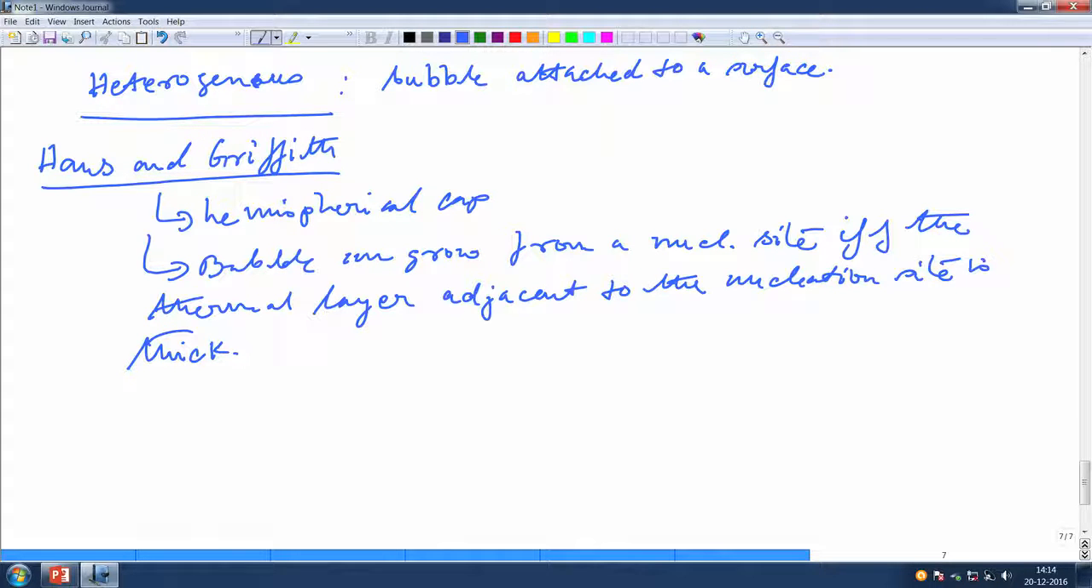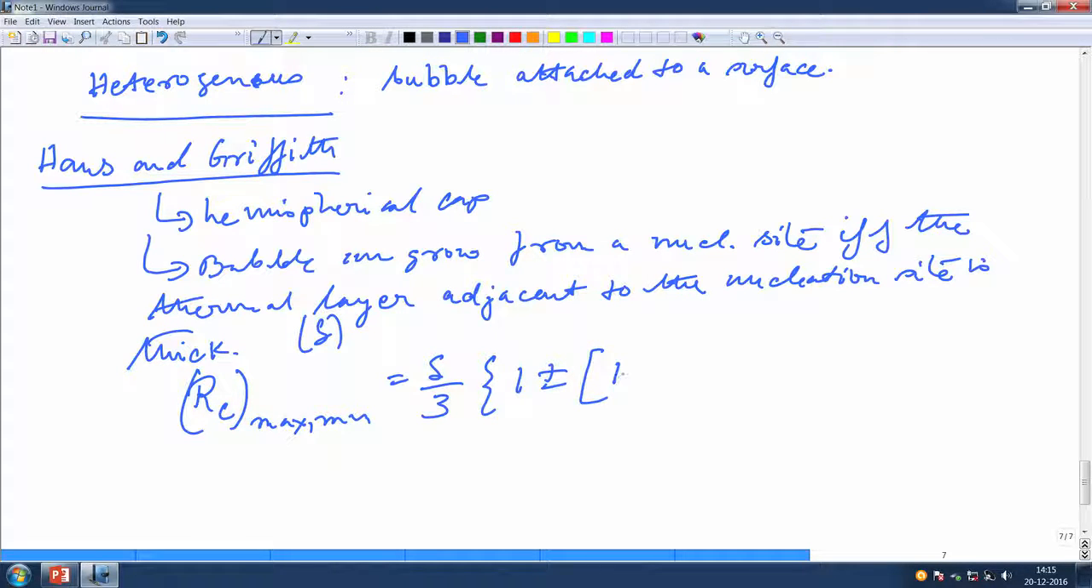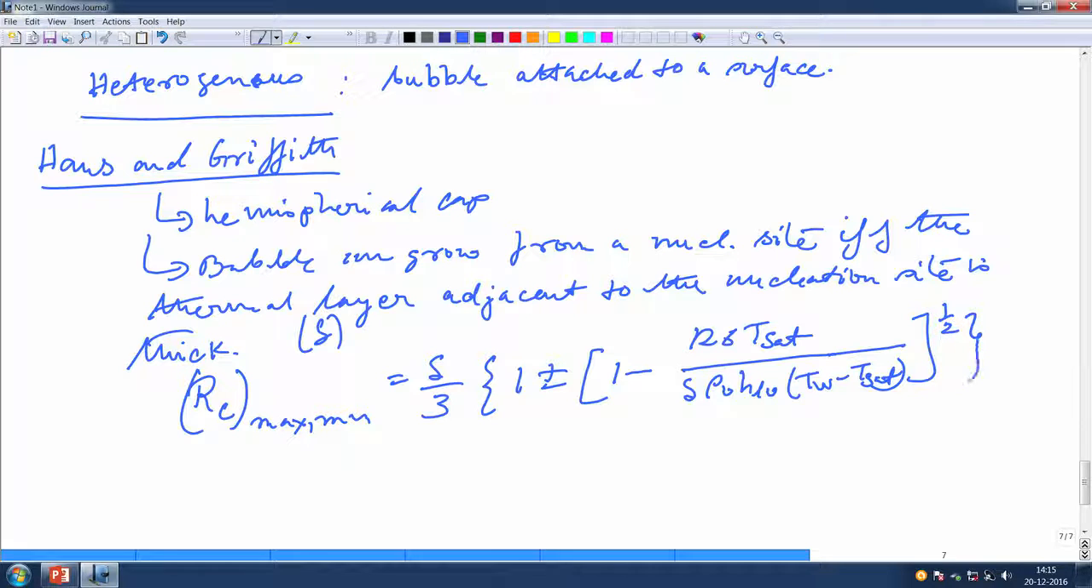Okay. So, and we will show what that is. They found that RC max, RC mean is basically given by delta by 3, where delta is the thickness of the thermal boundary layer. So, that is delta. It is 1 plus minus the square root of 1 minus 12 sigma T sat divided by rho v HLV (TW minus T sat), raised to the power of half.